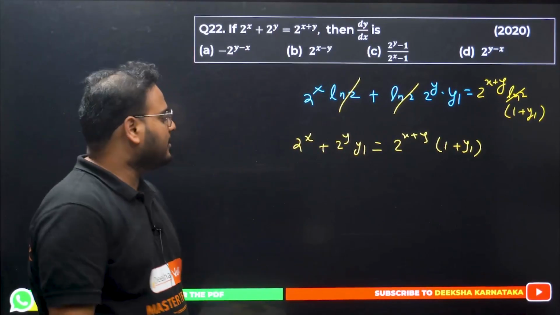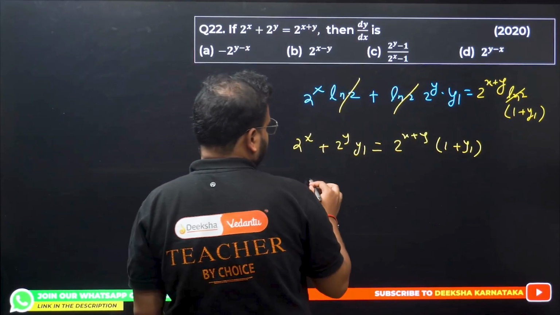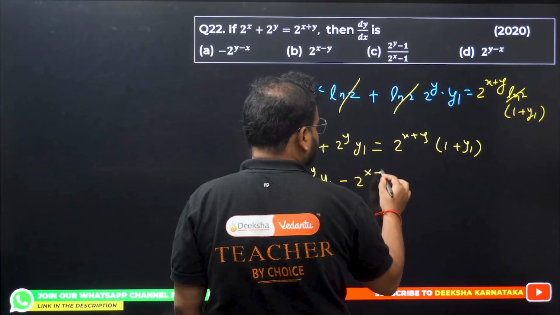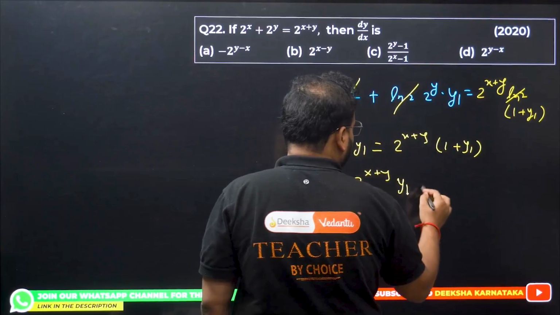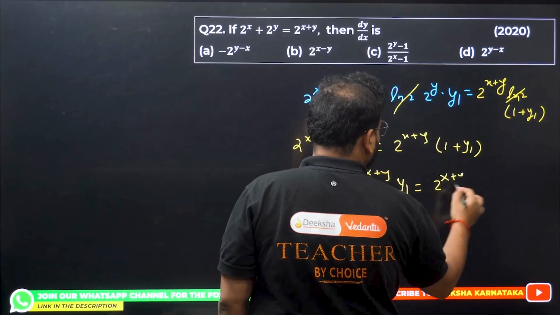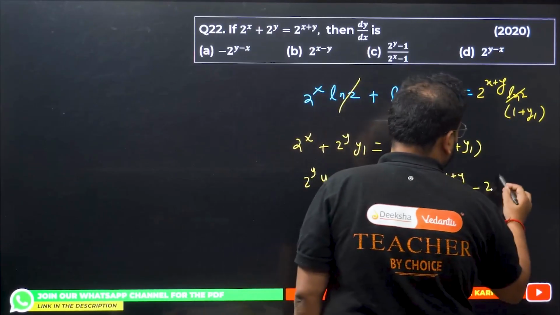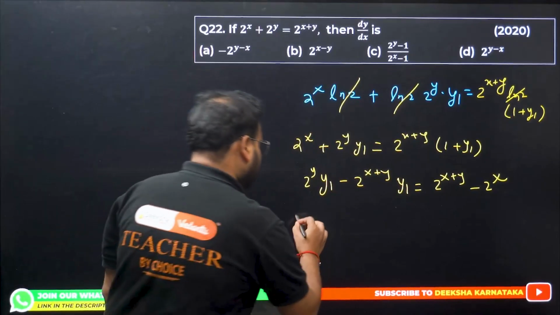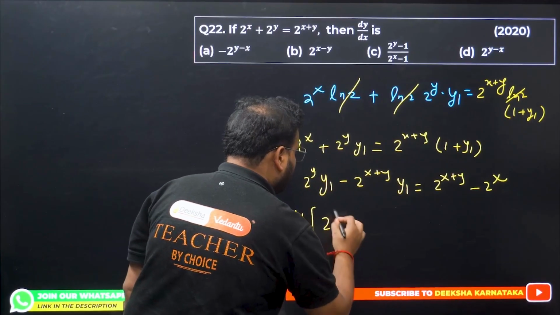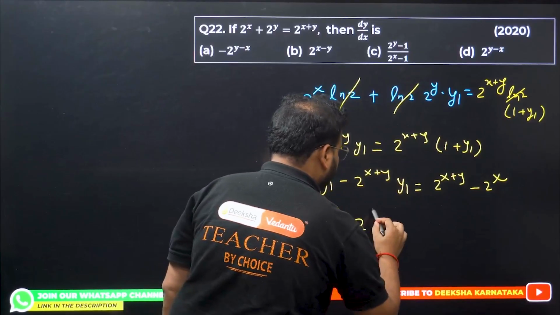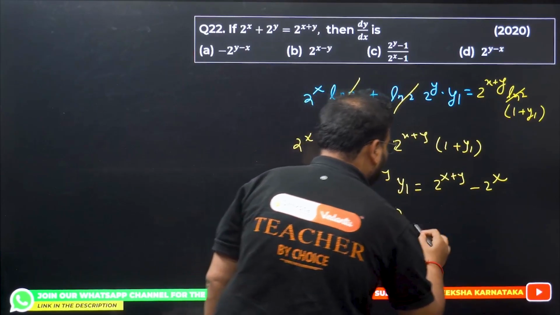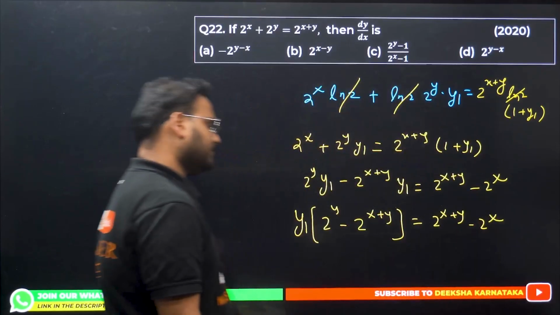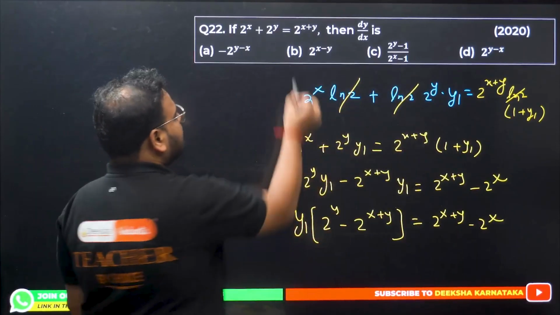Now separate the y1 terms. So I'm getting here 2 power y times y1 minus 2 power x plus y times y1 equals to 2 power x plus y minus 2 power x. Take y1 common over here. I get 2 power y minus 2 power x plus y, and over here I get 2 power x plus y minus 2 power x. Check this out. 2 power x plus y value they have given over here.